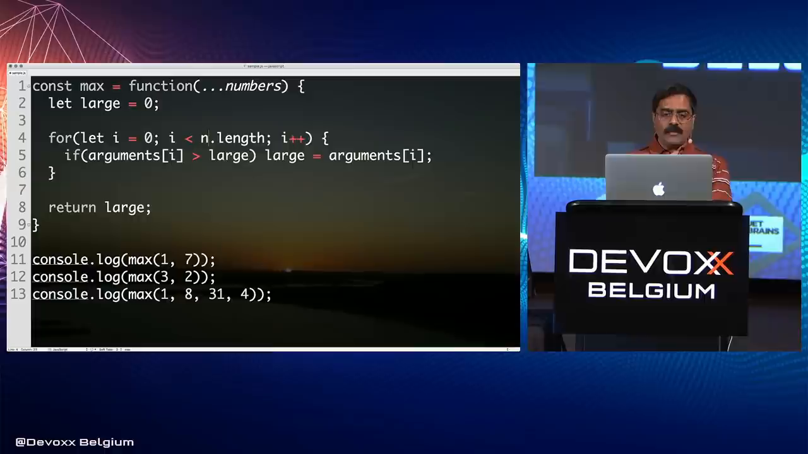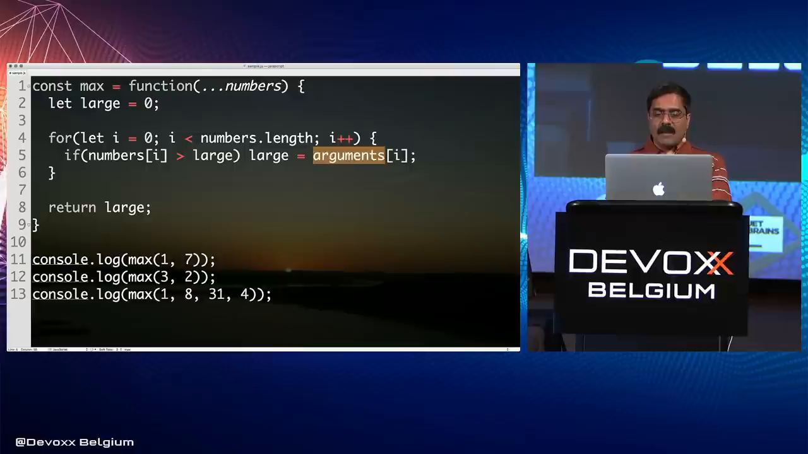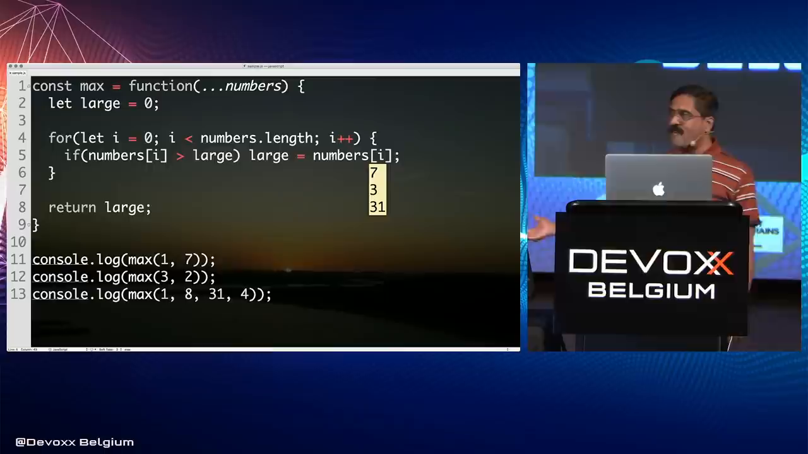I'm going to just do an in-place replacement. Wherever arguments is being used, I'm going to change it to numbers, and you can see the code is still working. That is another nice thing about rest parameter, is that anywhere you're using arguments already, you can very easily search and replace that with a rest parameter. But as a bonus though, because we are able to do this, notice what I'm going to do now.